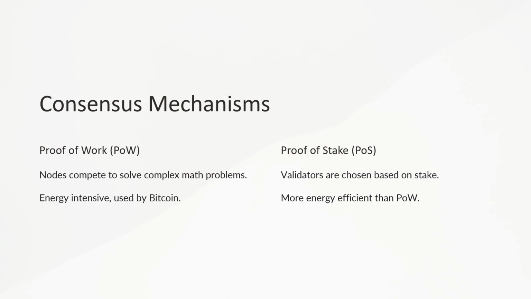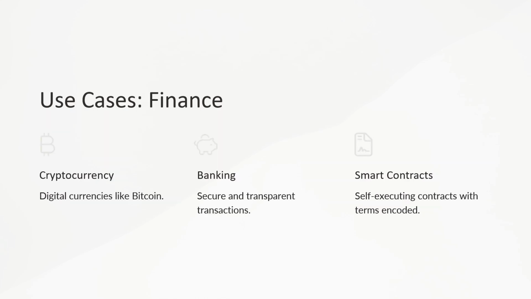There is also proof of history, in which the order of events is as crucial as the events themselves, and proving this order is vital for upholding network integrity. Let us now look into some real-world use cases of blockchain.